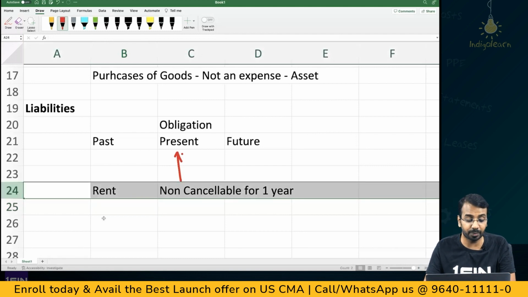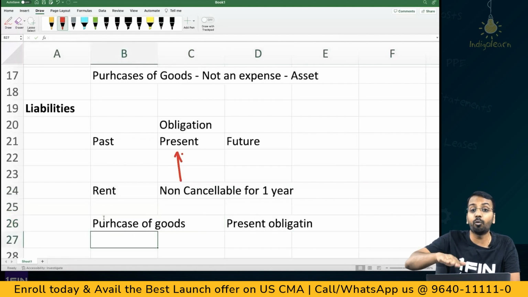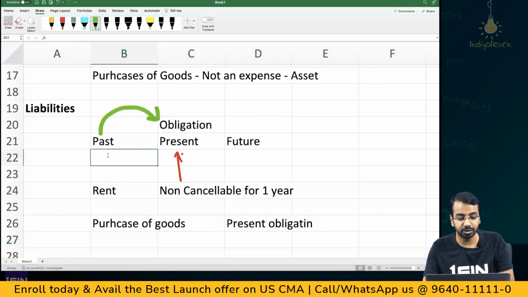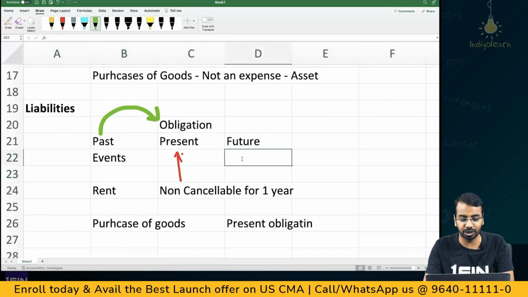Okay. So if there is a purchase of goods, once you have purchased the goods, there is a present obligation. If I want to purchase goods, that is a future obligation. But if I purchase the goods, it is a present obligation. So a liability is a present obligation which has arisen because of past events. So events have happened in the past. Sir, what kind of event? Purchase of goods, an event in the past. Borrowed money and I used the money, an event which has passed. So past event, present obligation, and in future, there will be an outflow of resources.